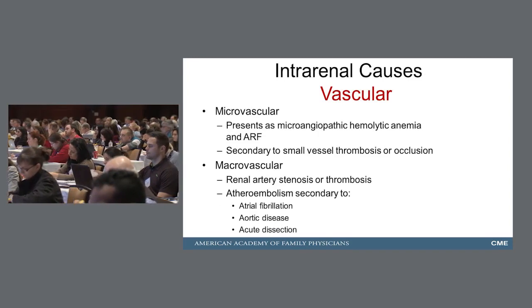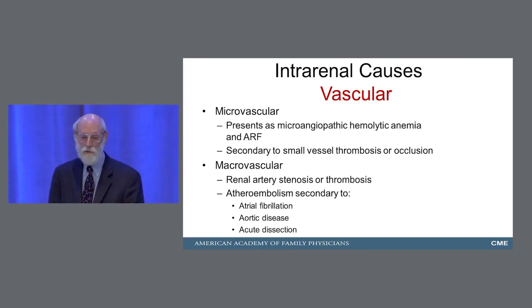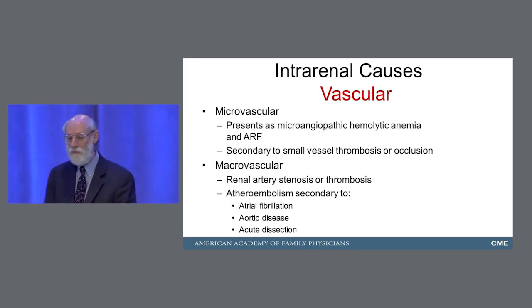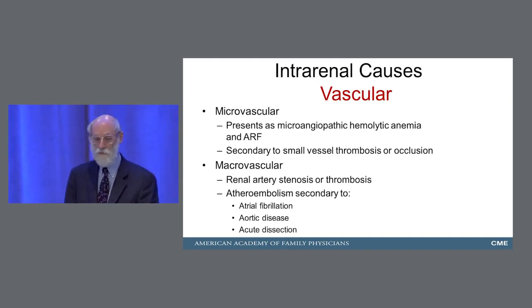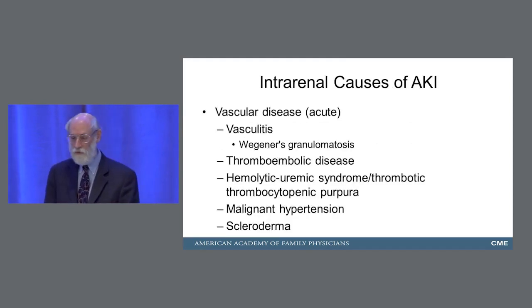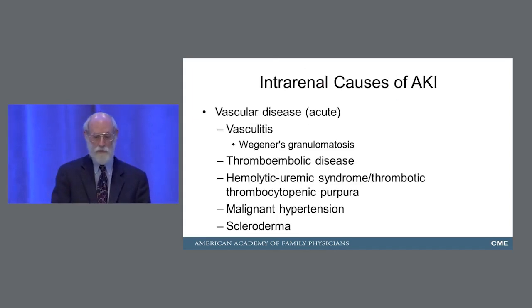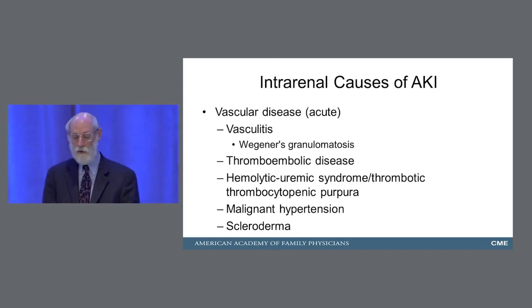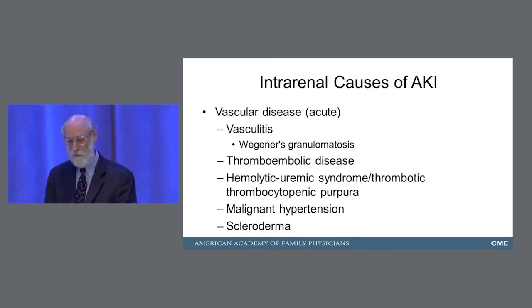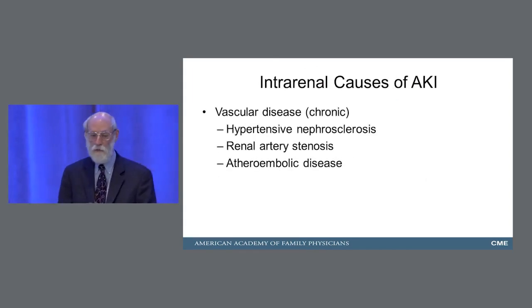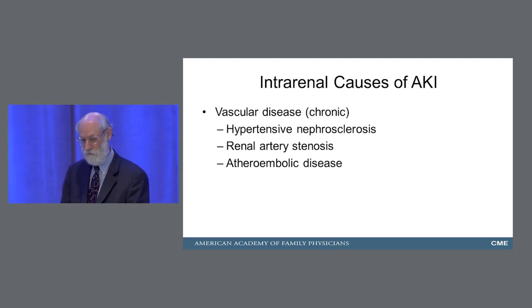Microangiopathic hemolytic anemia, for example, is a microvascular cause. Atheroembolism from atrial fib is macrovascular. Vascular disease can be acute, such as a vasculitis or thromboembolic disease or HUS or hemolytic uremic syndrome, malignant hypertension, or chronic like hypertensive nephrosclerosis.